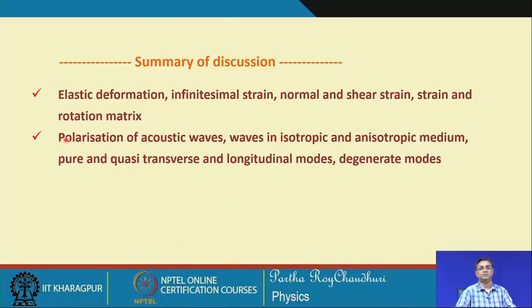Then we discussed the polarization of acoustic waves. There are 2 different polarization modes, longitudinal modes and transverse modes. These transverse modes are also composed of 2 degenerate orthogonal modes. There could be pure and quasi transverse and longitudinal modes.